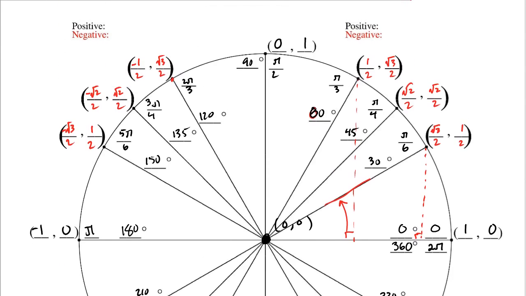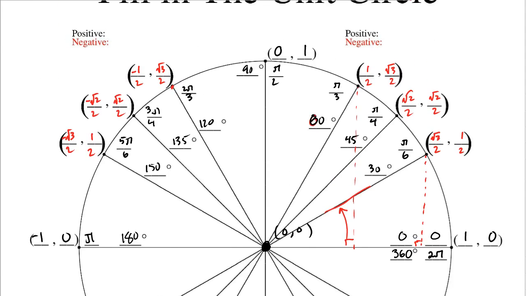Alright, so you're going to start seeing problems where they say, the sine of 3 pi over 4. You go along your circle, you get to the point 3 pi over 4, and then you think, if it's sine, I need to give back the y value as the answer.